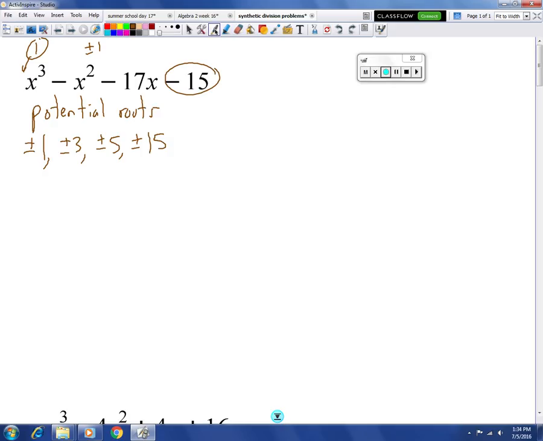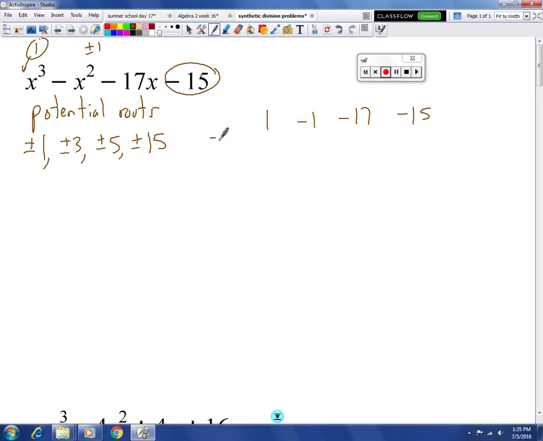Okay, what I do now is take all the coefficients of my terms. In front of the x to the third, that's a positive 1. In front of x squared, I see a subtract sign, so that coefficient is a negative 1. In front of the x is a negative 17. And of course the last is a negative 15.